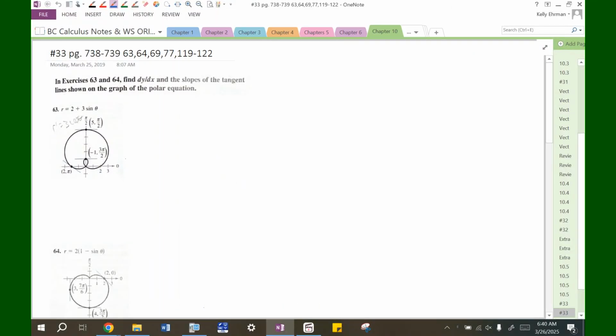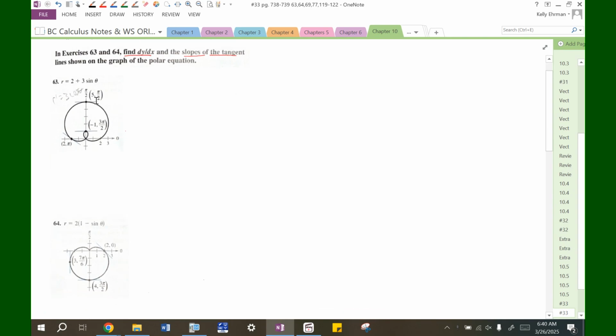All right, this is homework number 33. The first problem says find dy/dx and the slopes of the tangent lines shown on the graph of the polar equation. I guess I cheated a little bit on this because looking at this picture, these definitely both look like tangent slopes of 0.